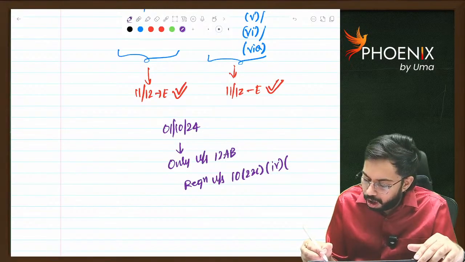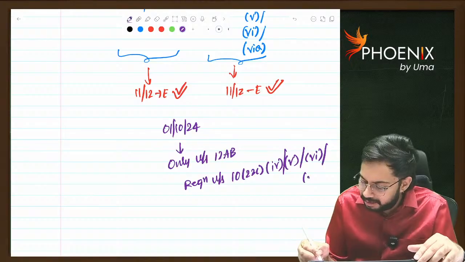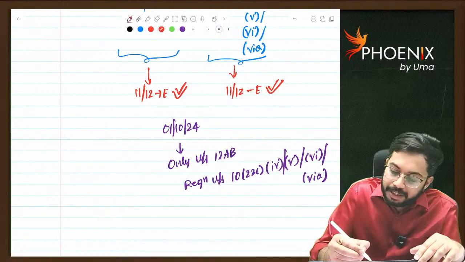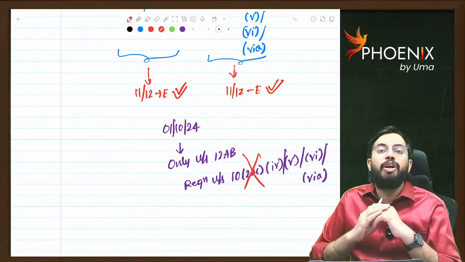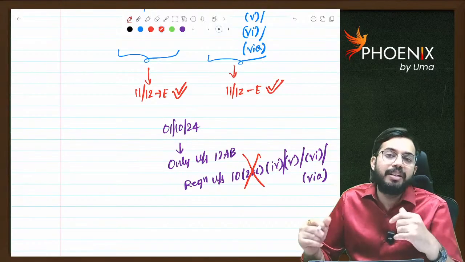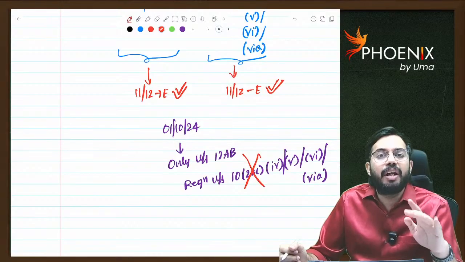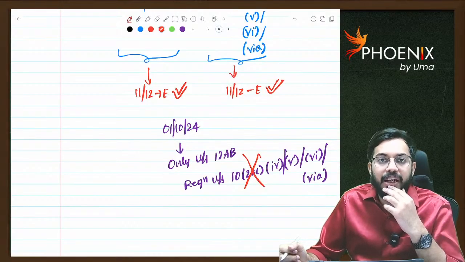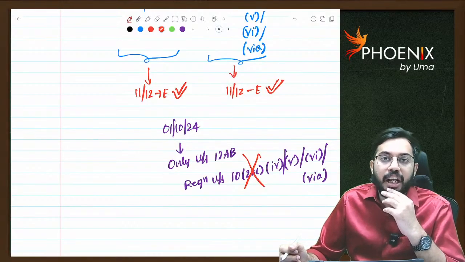(iv) or (v) or (vi) or (vii). This is not allowed from 1st October 2024. The earlier two options are there. If you want to claim exemption under sections 11 and 12, either you can get registered under 12AA or 12AB, or you can get registered under section 10(23C).